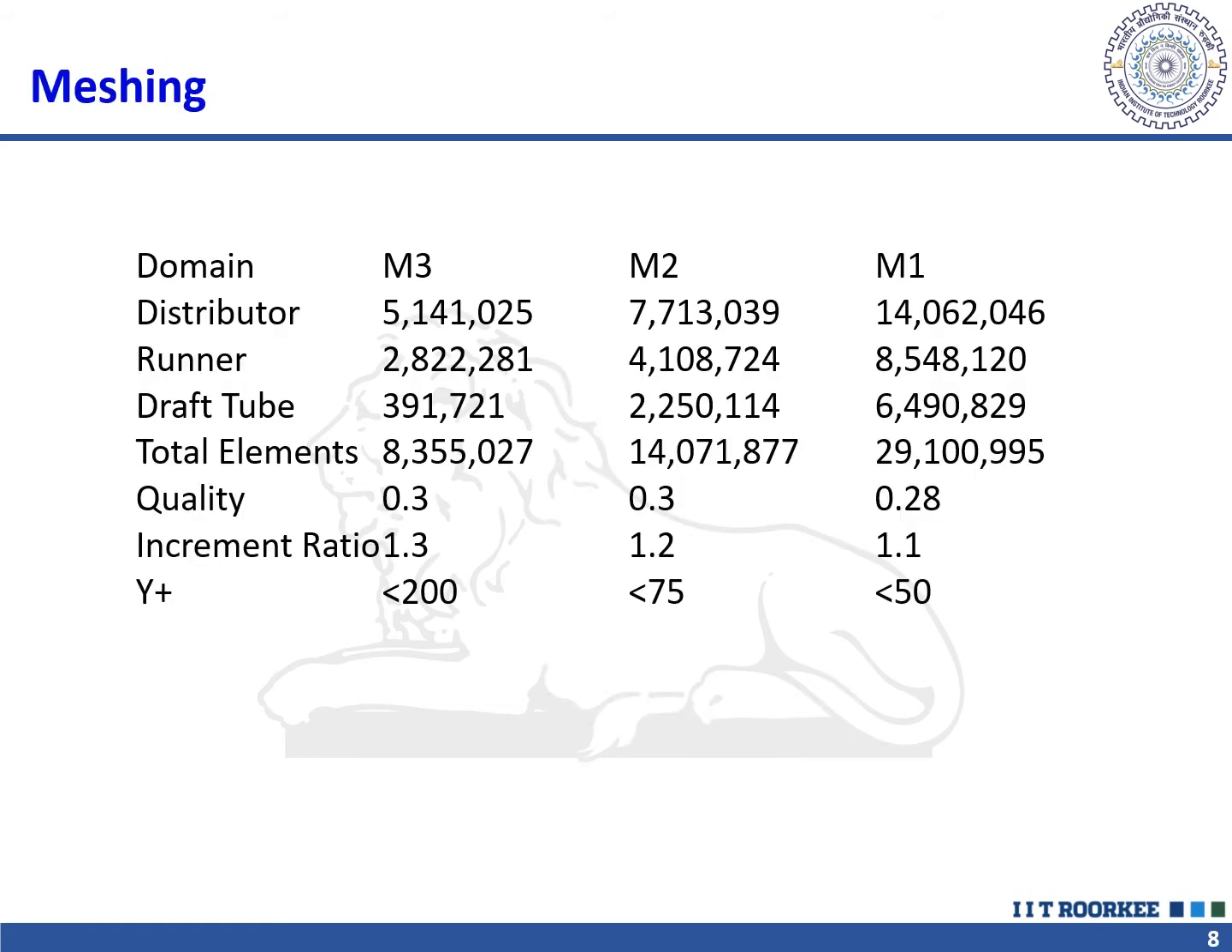A mesh independency test was carried out at BEP point to minimize the influence of mesh discretization on the computational result. For this, three mesh densities were created, namely M1, M2, M3 with 29 million, 14 million and 8 million elements. Grid convergence index method was used for evaluating the numerical uncertainties in the mesh.